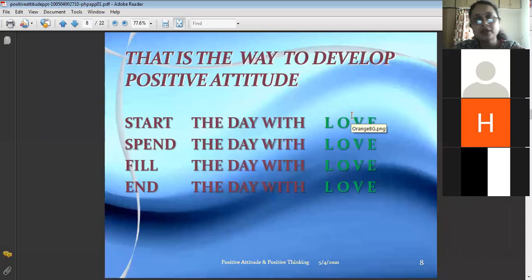So I hope you understood that you should start your day with a positive thought, and spend your day, as much as possible, with good thoughts and good people and good company around you. Better avoid negativity or negative people. Then fill the day with love. If you feel happy, you will make others feel happy also.